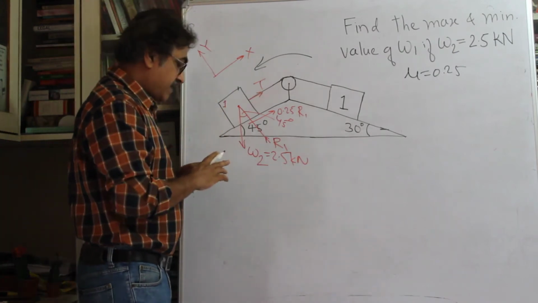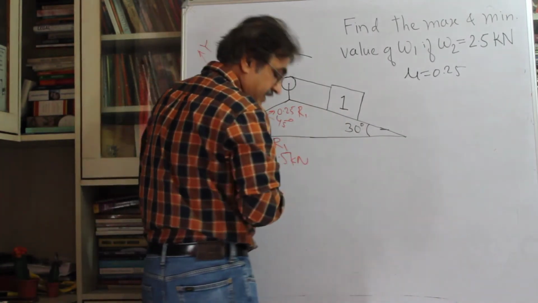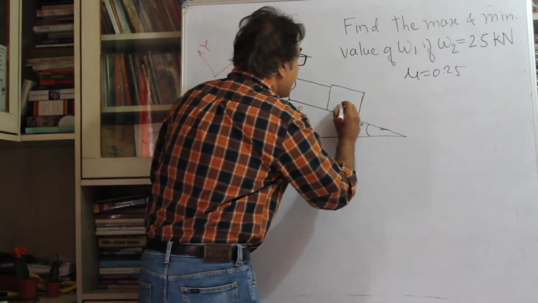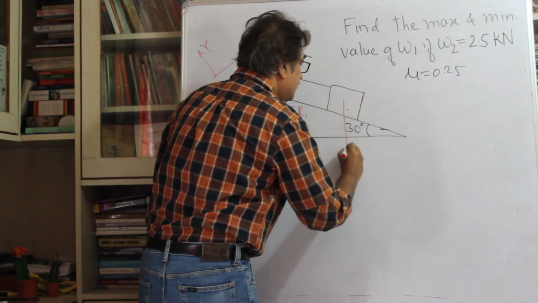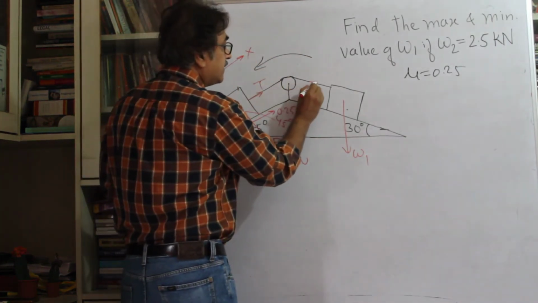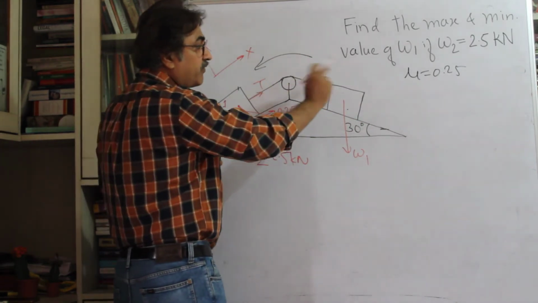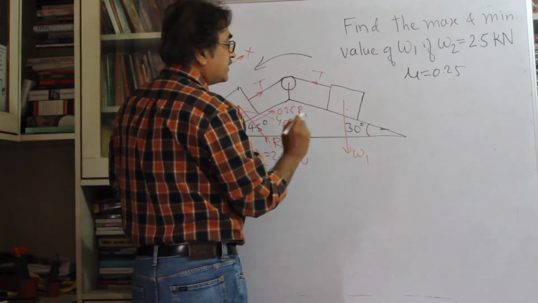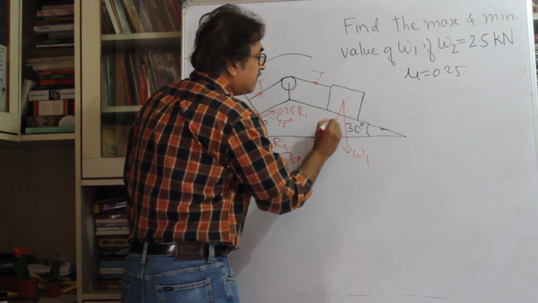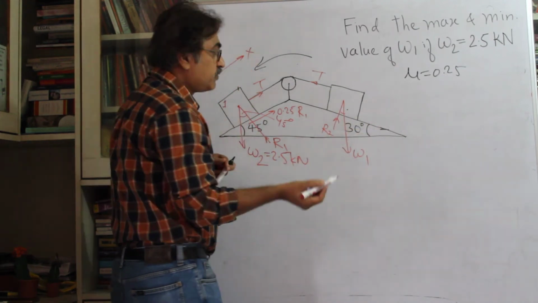Similarly, for our weight now, which is unknown, I can write this weight here as W1, which is unknown. Then this is the tension, again the rope is pulling in this direction, so we are considering the effect of the rope on this body in the free body diagram. Then we have the normal reaction, R2. This angle again is 30, as you know.